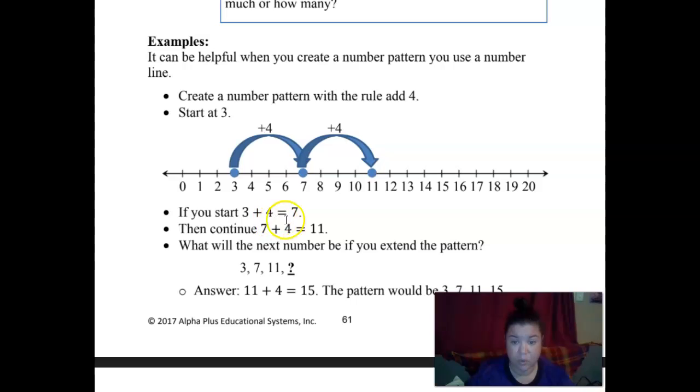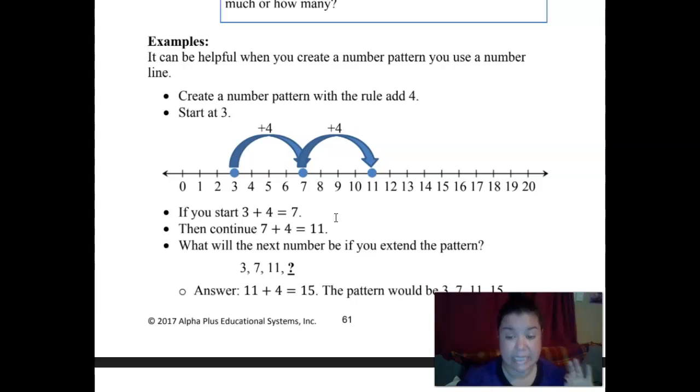3 plus 4 equals 7. Okay. Remember our rule is to add 4. Now we have 7. We're going to add 4 more. 1, 2, 3, 4. That takes us to 11. So 7 plus 4 is 11. You can see that on the number line.